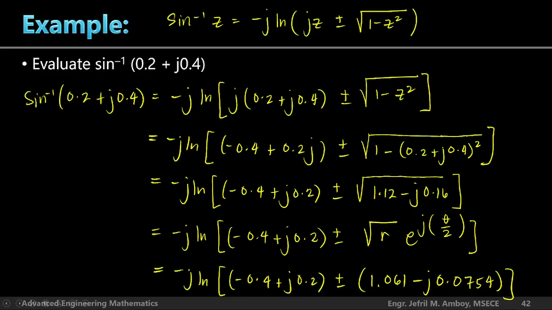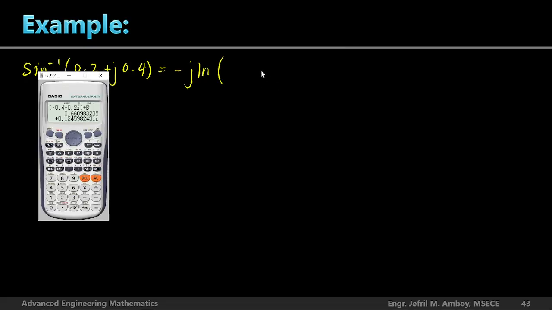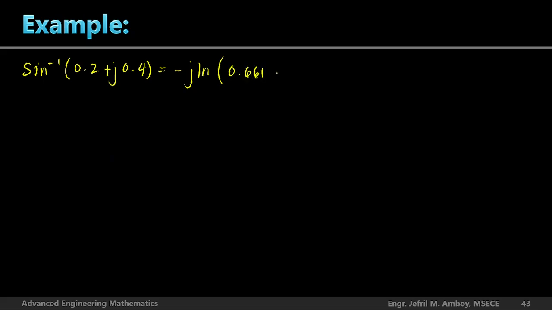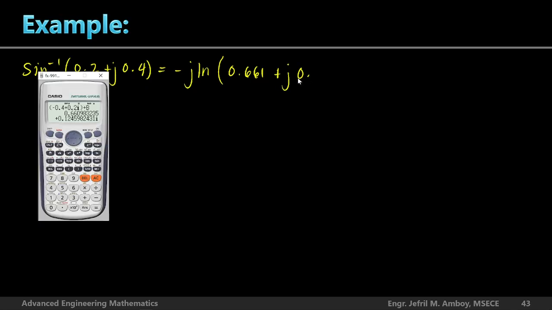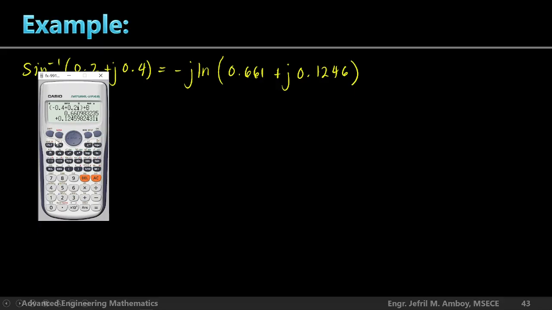Okay? Sulat natin yan sa kabilang slide na lang. Kopyahin ko lang to ha. So, the sine inverse of 0.2 plus j 0.4 is equal to negative j times the ln of yung nakuha nating sagot sa calculator, 0.661 plus j 0.1246. Okay. So, itong kukunan ko ng ln, isa-save ko yan sa calculator. Shift, store. This time, ilagay ko naman siya sa C.